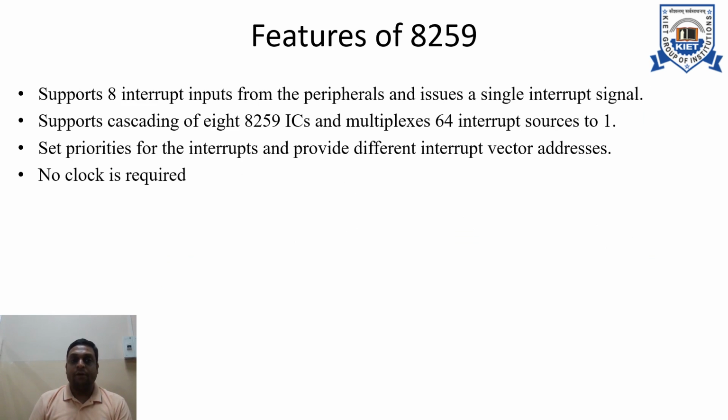Features of 8259. It supports 8 interrupt inputs. A single 8259 can handle 8 interrupts, and multiplexing or cascading of 8259s can give 64 interrupt sources to the processor. It sets priorities for interrupts and provides different interrupt vector addresses. Here, no clock is required.